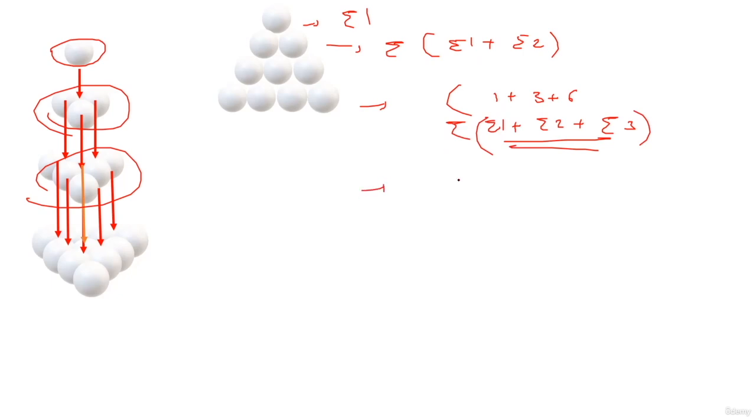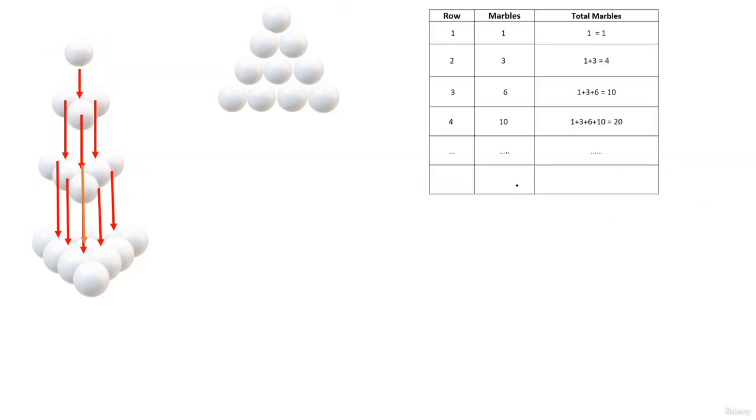Okay, अगर चार rows रहेंगे तो क्या होगा, guys? Summation 1 plus summation 2 plus summation 3 plus summation 4. यही होंगे ना total number of marbles, right, guys? So basically, you can just tabulate it like this. For the nth row, the number of marbles in that row will be summation of n, right? And summation of n is n into n plus 1 by 2.